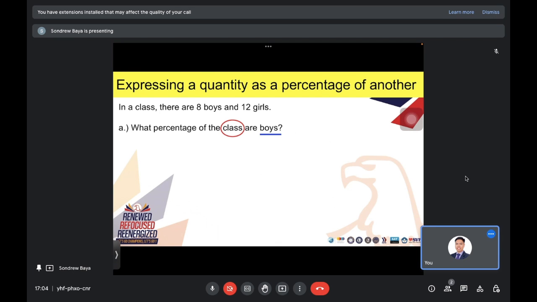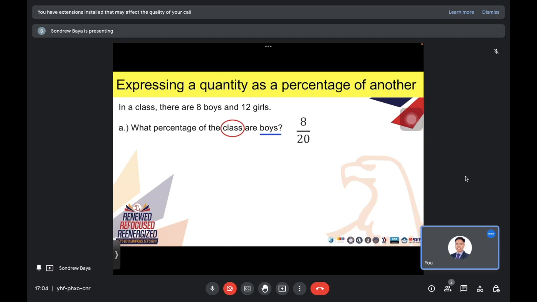There are 20. All right, so we're looking into what is the percentage of 8 boys out of 20 students in a class. So to find the percentage of 8 in relation to 20, first we can express it as a fraction. So the question what percentage is the same as what fraction. Remember, we can convert fractions to percentages. So we express it as a fraction first.